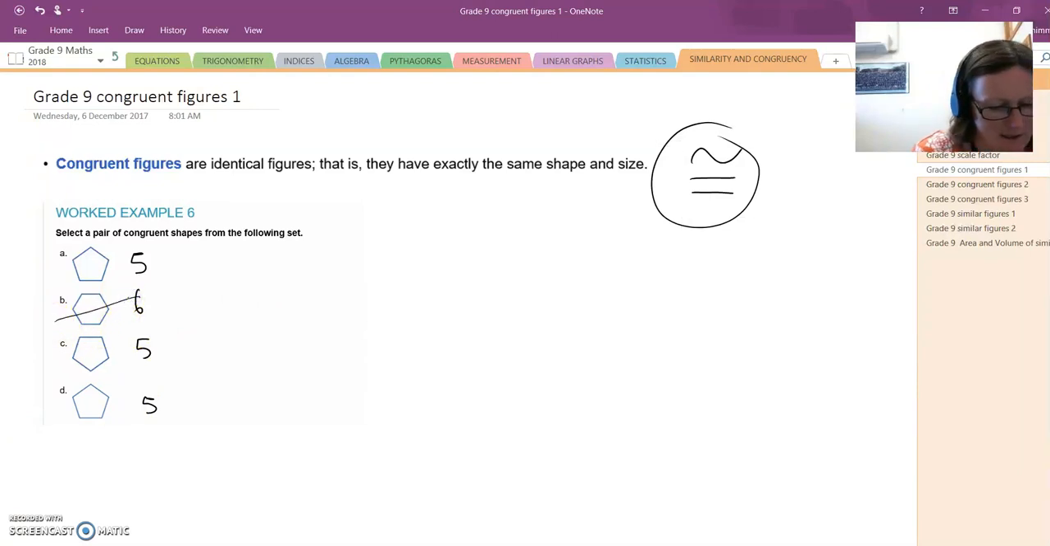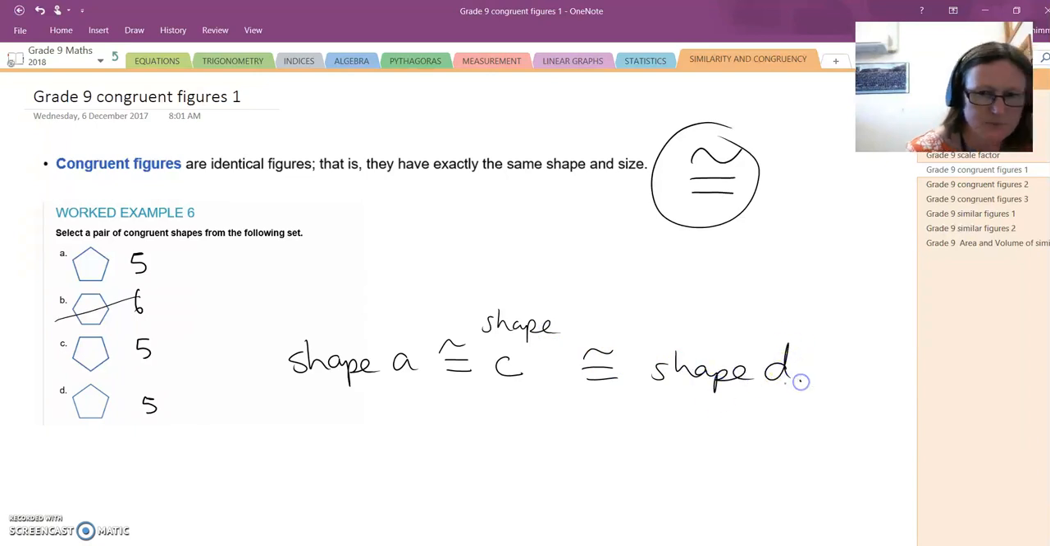We look at A, C, and D, and we can visualize that if we cut them out, they would fit perfectly on top of each other. So we write that shape A is congruent to shape C, which is also congruent to shape D.